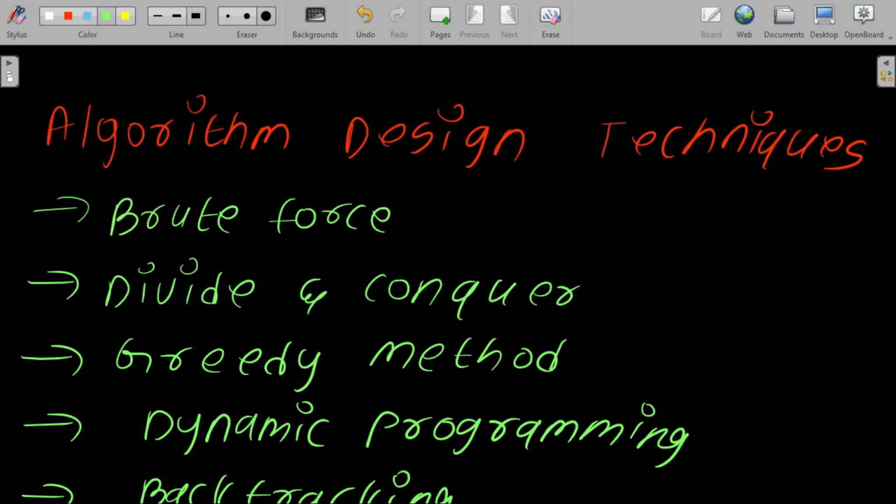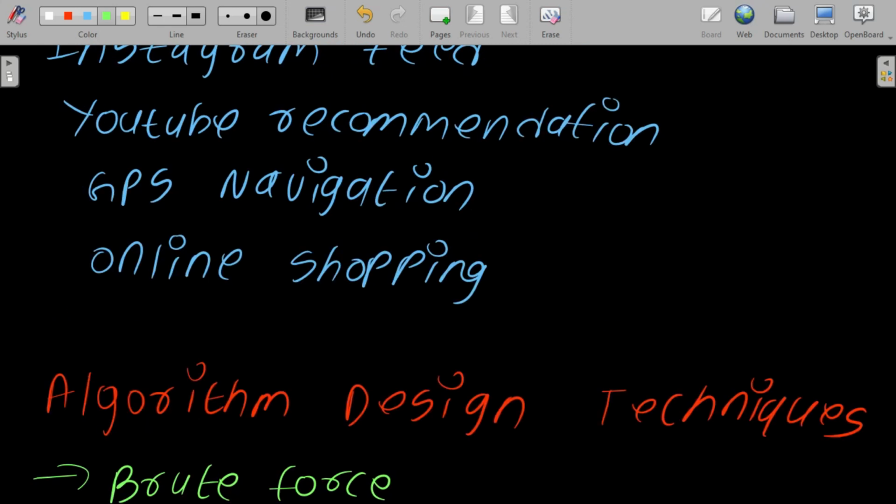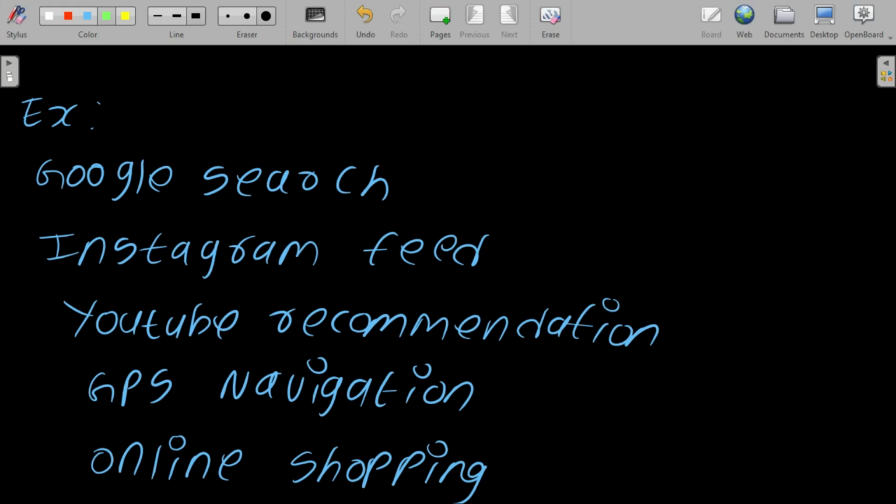So this is what we have learned today. We have learned what is an algorithm, characteristics of algorithms, why algorithm analysis is important, and real world applications.